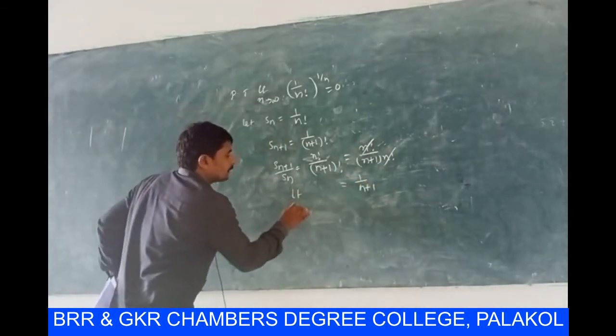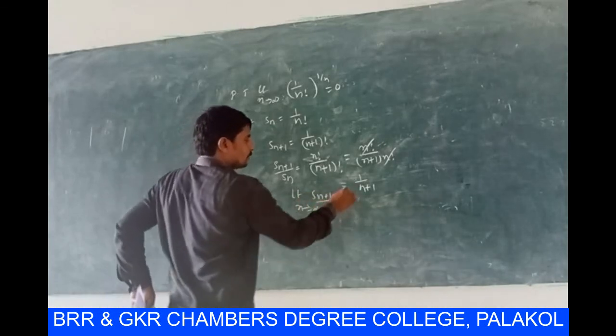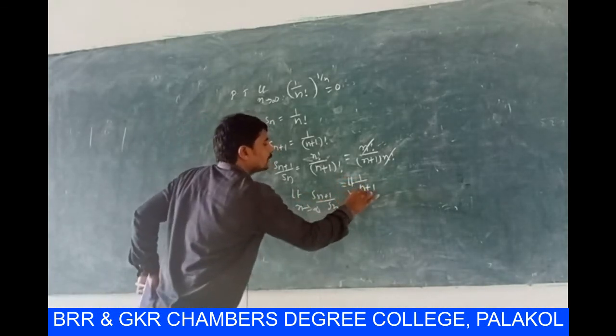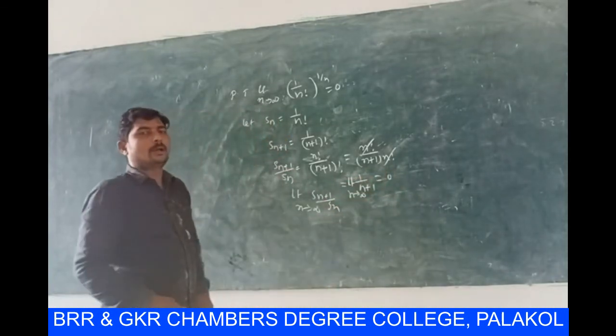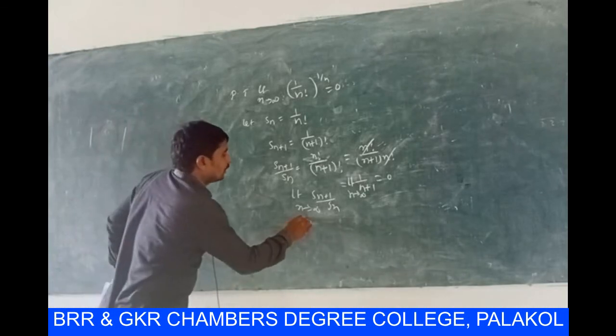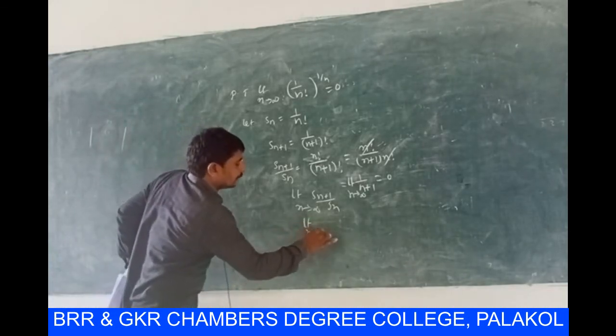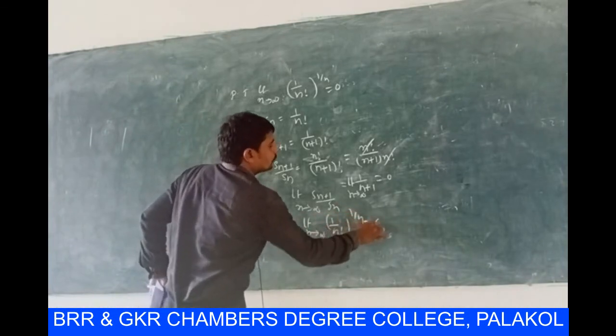Apply the limit n tends to infinity. Sn plus 1 by Sn is equal to limit n tends to infinity 1 by n plus 1. What is the value? 0. Whenever it is 0, by Cauchy's second theorem on limits, limit n tends to infinity 1 by n factorial whole power 1 by n is equal to 0.